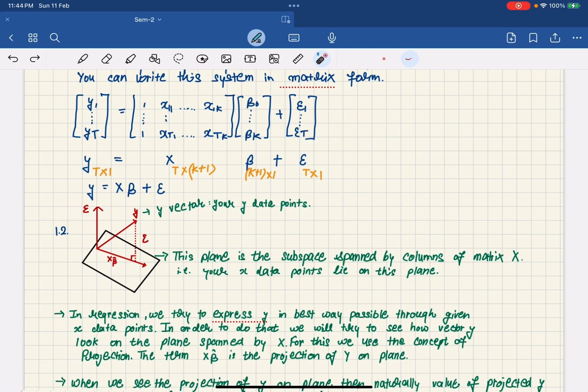And when we look at the shadow of y on this plane, we will get some vector x multiplied by b hat. Okay, so this x multiplied by b hat is the value of y on this plane. So x b hat is the shadow of y on the plane spanned by matrix X.